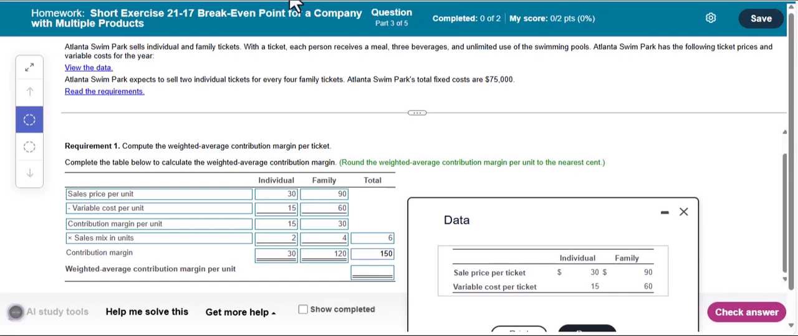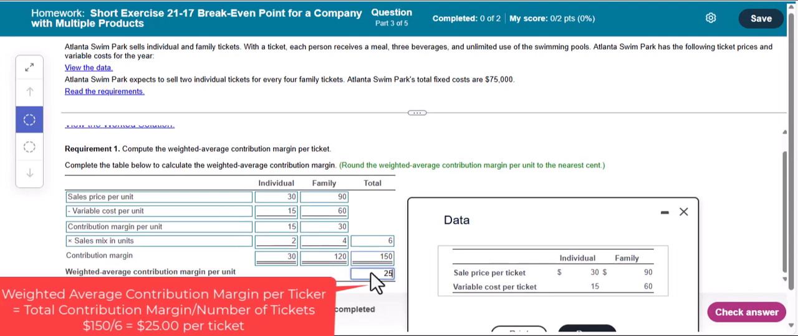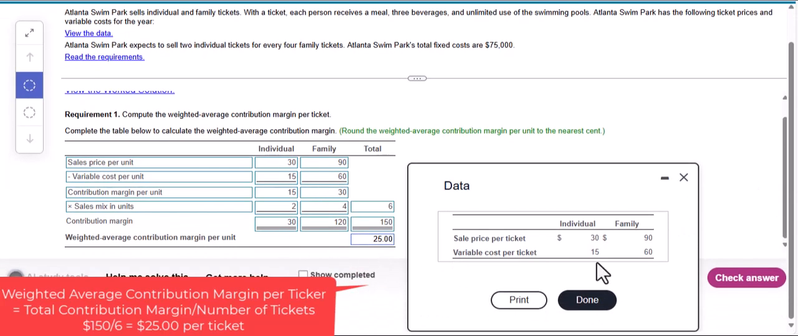In order to calculate this, we take this total contribution margin of 150, and we're going to divide that by the number of tickets, the 6. So that's 150 divided by 6, which gives us $25. So that's a weighted average contribution margin per unit of $25. There's nothing below this right now, so we can go ahead and check our answer.